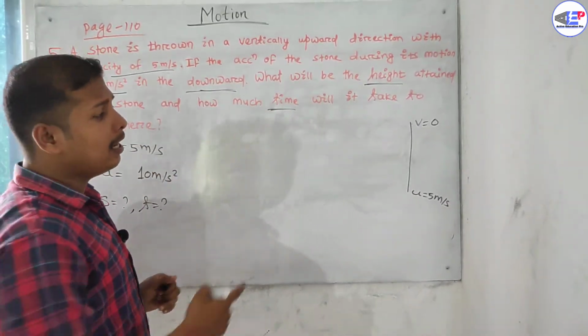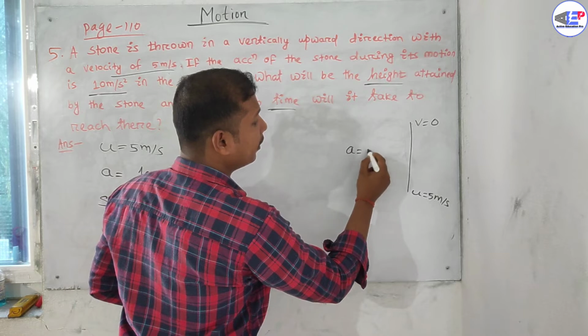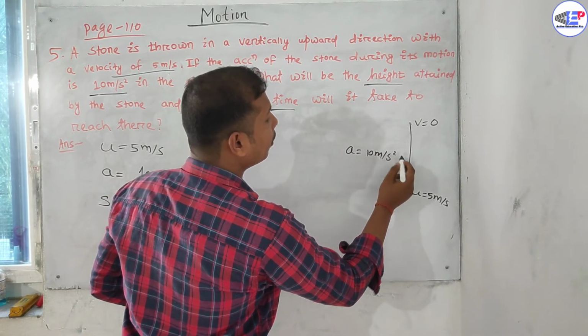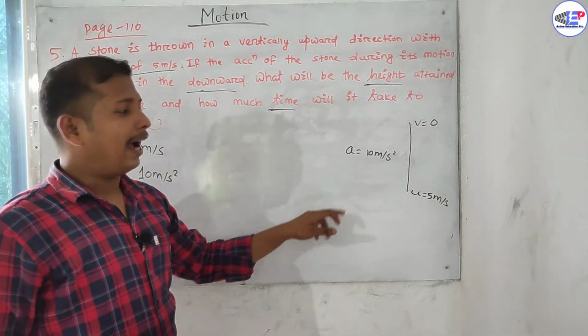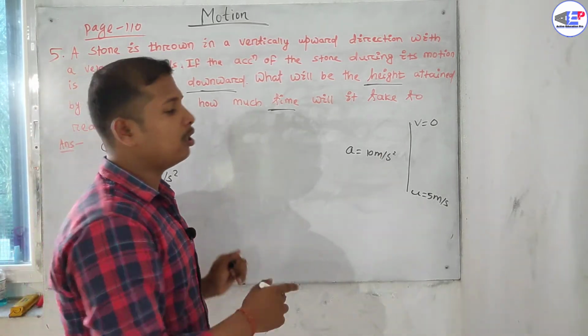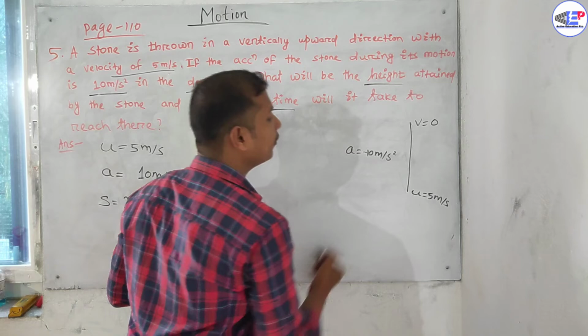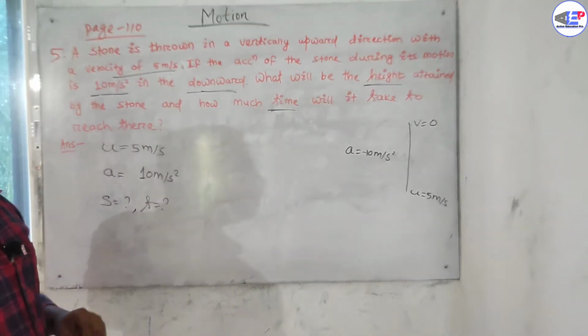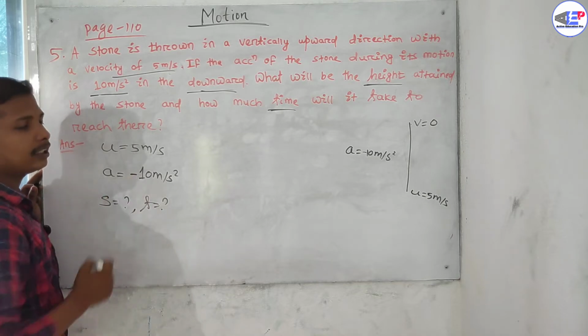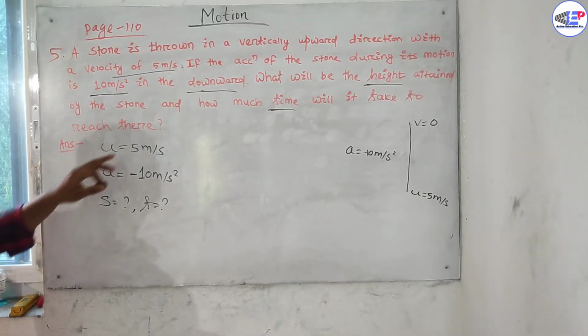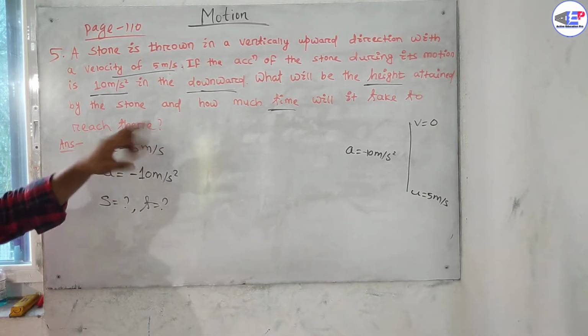And the acceleration is 10 meter per second square, but the question says the acceleration is in downward direction. As the stone moves in upward direction, its acceleration will be negative, as the motion is against the direction of acceleration. So acceleration will be negative. So we have to first find out the value of height.